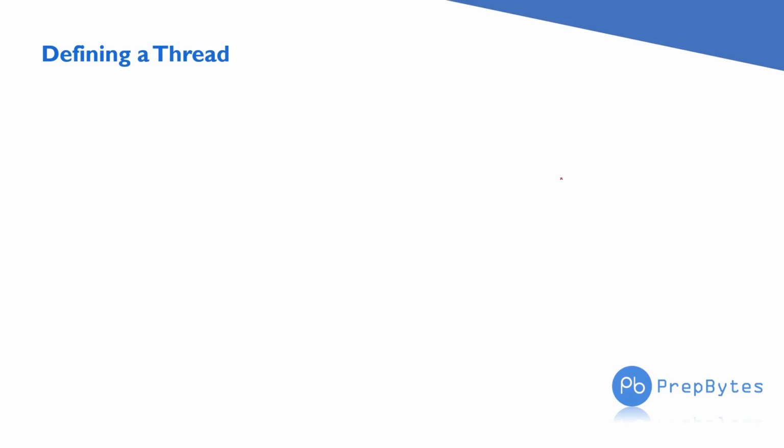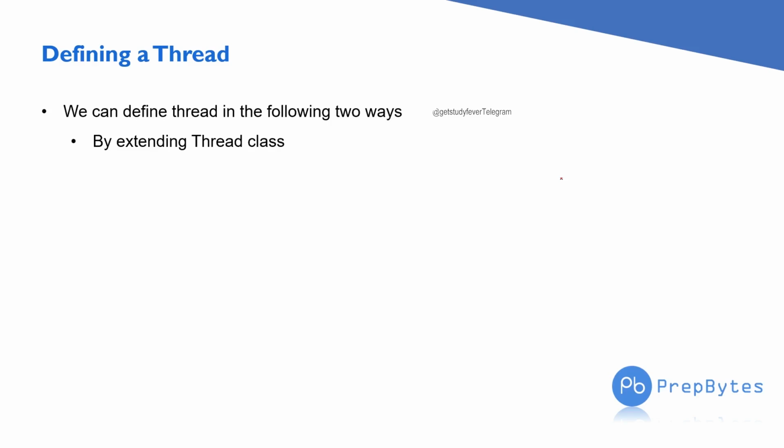So how to define a thread? This is a very important question. It can be asked in an interview. We can define a thread in two ways. First is by extending the Thread class, and the second is by implementing the Runnable interface.